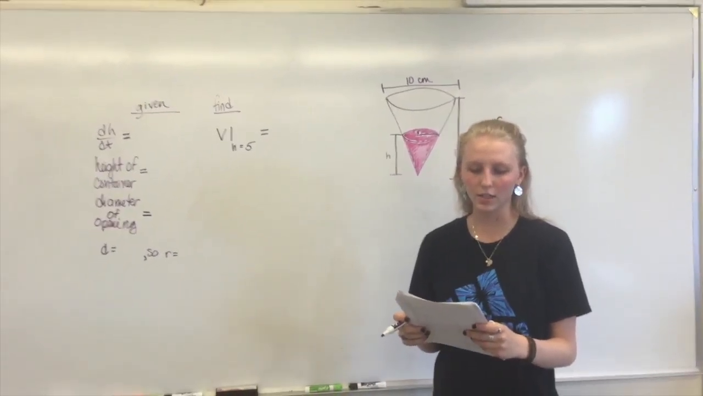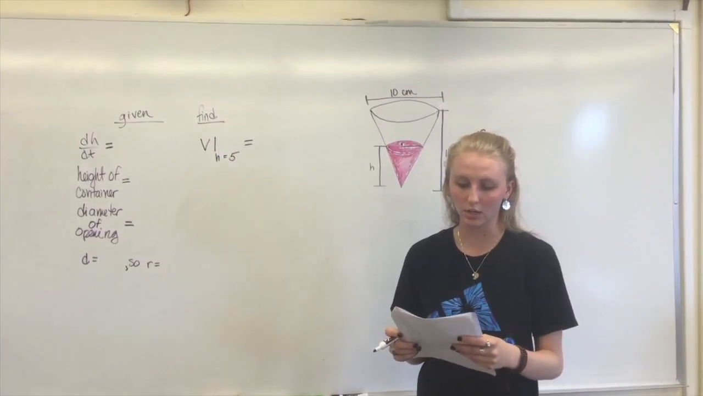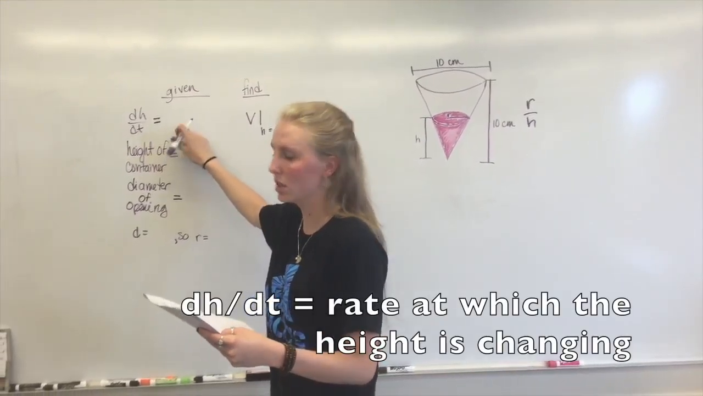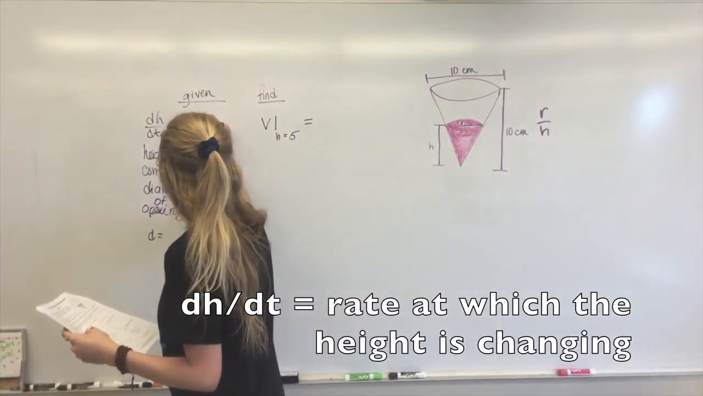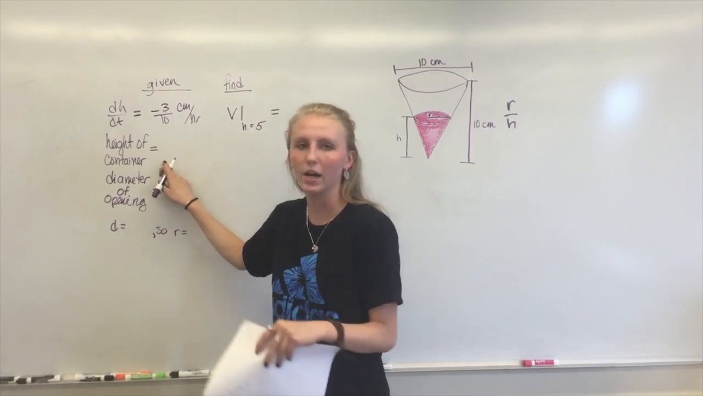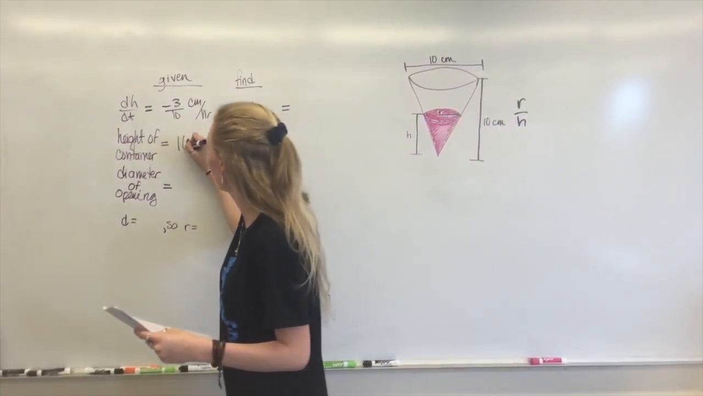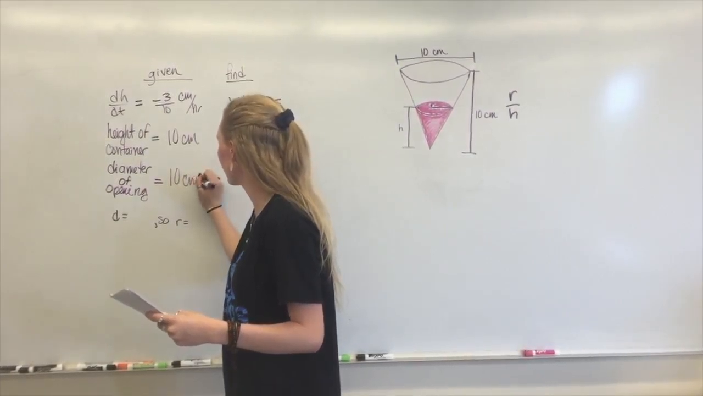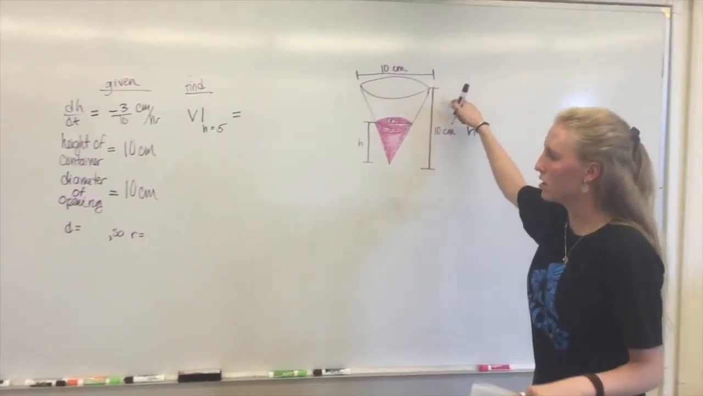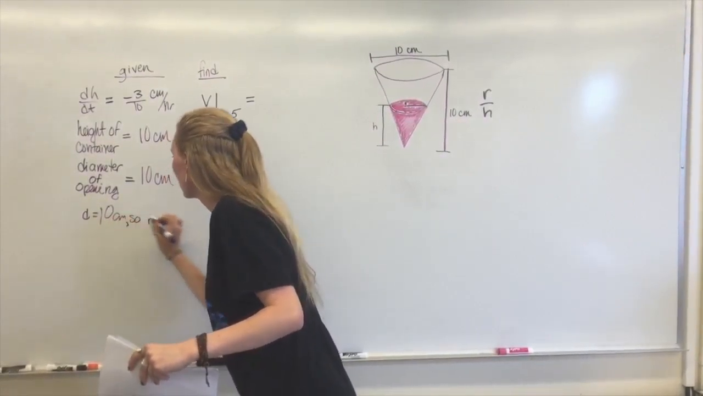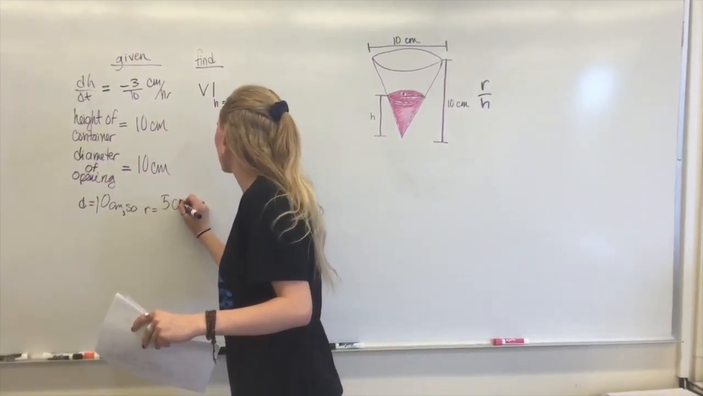Okay, so for part A, they ask you to find the volume of the water in the container when h equals 5. So they give you dh over dt, which is -3/10 centimeters per hour. And they also give you the height of the container, and that's 10 centimeters, as well as the diameter of the opening, which is 10 centimeters.